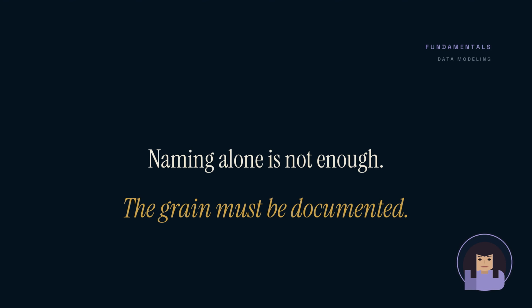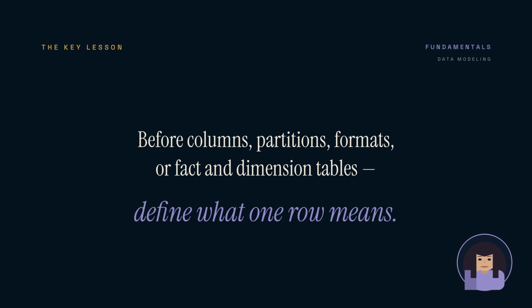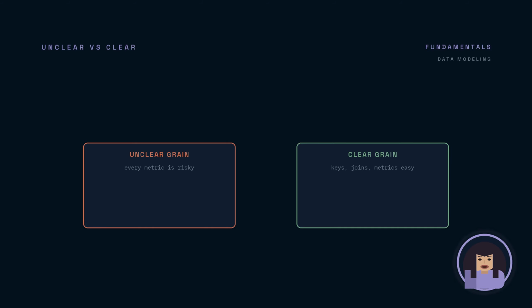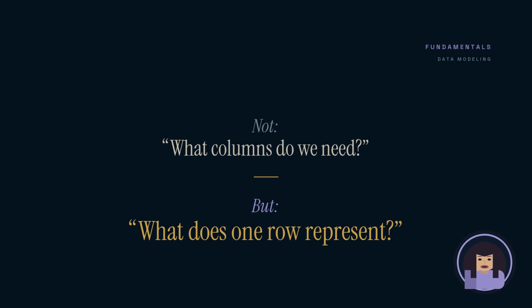Here is the key lesson. Before choosing columns, partitions, storage formats, or even fact and dimension tables, define what one row means. If the grain is unclear, every calculation built on top of the table becomes risky. If the grain is clear, keys, joins, metrics, and history become easier to design. The most important data modeling question is not, what columns do we need? It is, what does one row represent? Start there before designing any table.